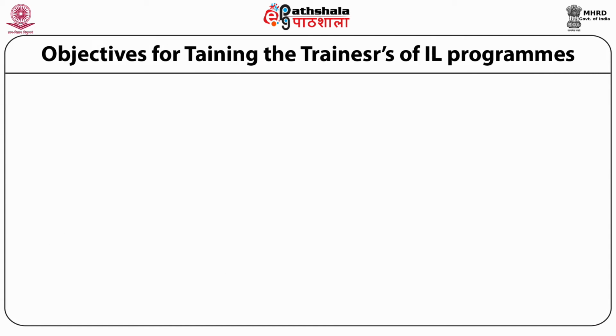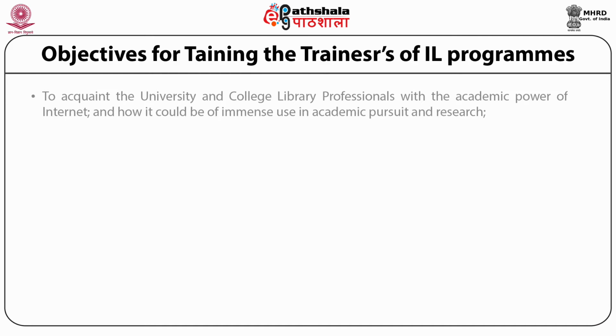Let's see the objectives for training the trainers of the information literacy program. DULS has a different set of programs for the LIS professionals. The name given is training the trainers, as LIS professionals provide training to the different user groups. So they also need to be trained in order to develop the competency and skills for providing the information literacy programs. The basic objectives are to acquaint the university and college library professionals with the academic power of the internet and how it could be of immense use in academic pursuit and research.